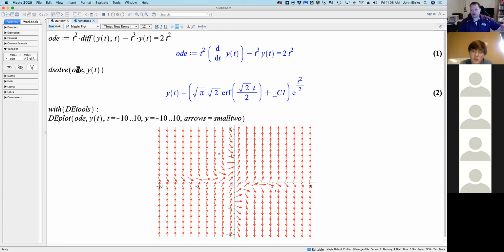You need to be able to write down a differential equation, store it to some name. You need to be able to use the dsolve command like I've used here, and you need to be able to use the DEplot command. So that essentially is your homework for this weekend, is to go in and familiarize yourself as much with Maple as you can, and being able to do these 3 commands.